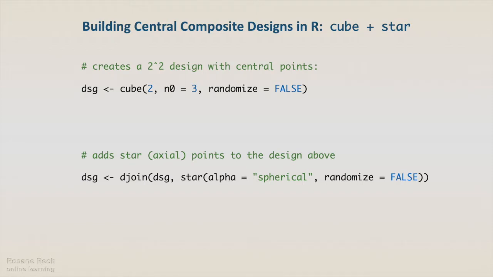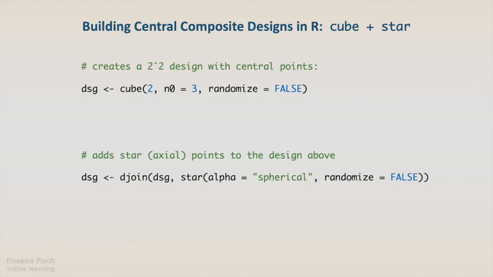It is the same methodology we have used in the previous lessons where we had a 2 to the power of 2 design with central points. The analysis showed a very high lack of fit. Then we added star points to create a central composite design and fit a second-order model.